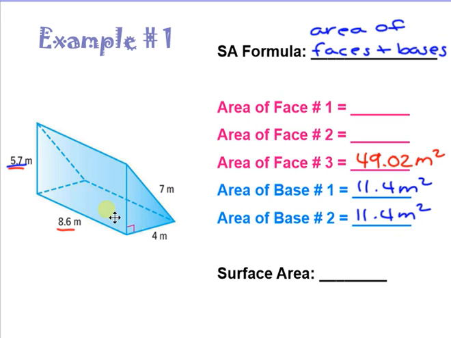Now I'm going to work on the rectangle that it's sitting on top of, so the one on the bottom. That has one length of 8.6, and then it has a side here of 4. So 8.6 times 4, that's going to be 34.4 meters squared.